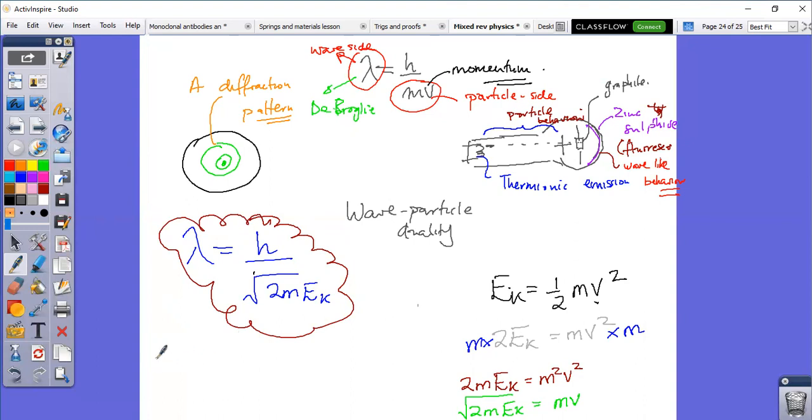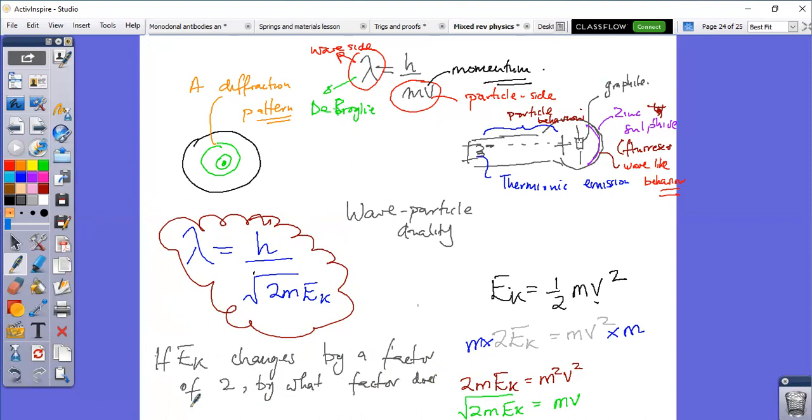Let's imagine that the kinetic energy, Ek, changes by a factor of 2. So imagine an object now doubles its kinetic energy. By what factor will its de Broglie wavelength change? By what factor does lambda change? Now, again, you can use numbers if you wish, but I'd like you to have a go at it.